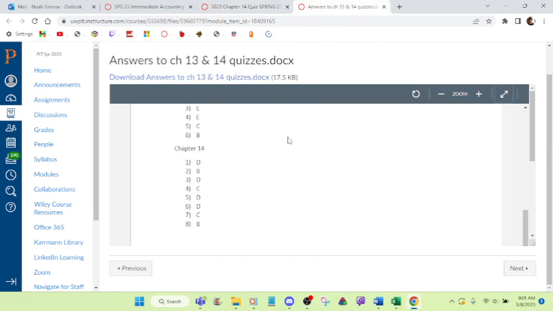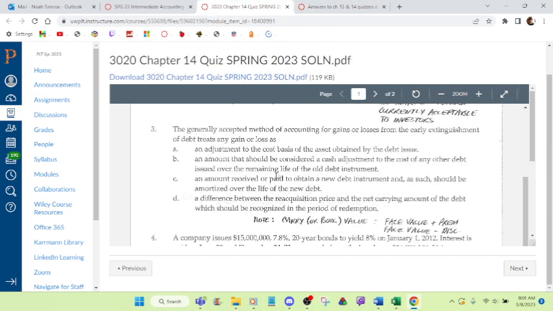Number 3, D. Oh, thank goodness I got this right. I kind of had to guess on this when I took the quiz. This was kind of a weird question. I didn't really think about the concept of it. I was just doing the math for the problem before.